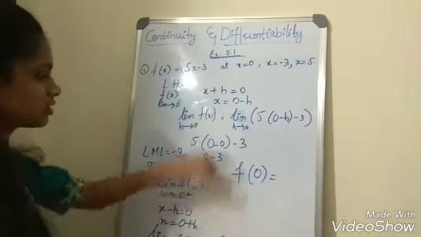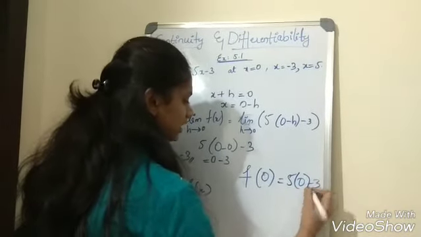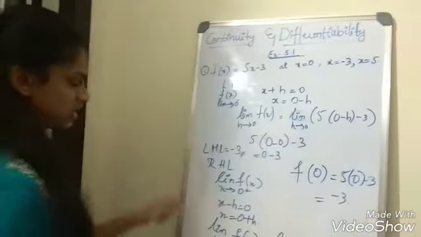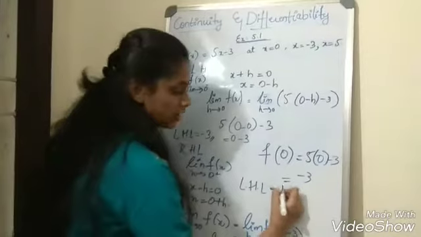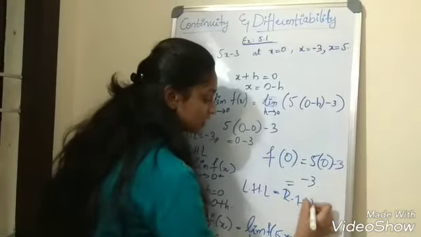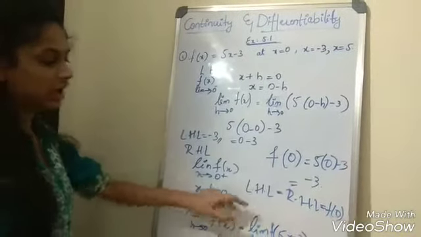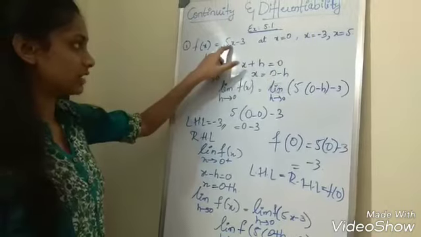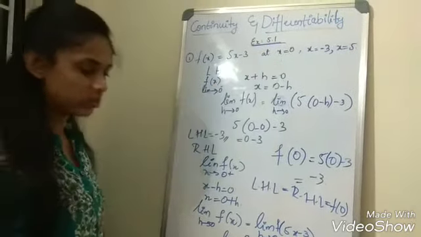What is f of 0? Instead of x you put 0. 5 into 0 minus 3, which is equal to minus 3. So as you see here, its left hand limit is equal to its right hand limit, which is equal to f of 0. By this you can conclude that f of x is equal to 5x minus 3 is continuous at x is equal to 0.